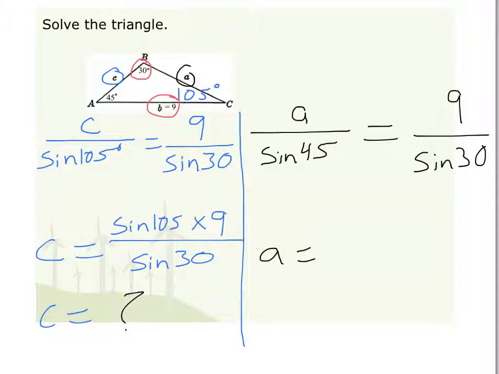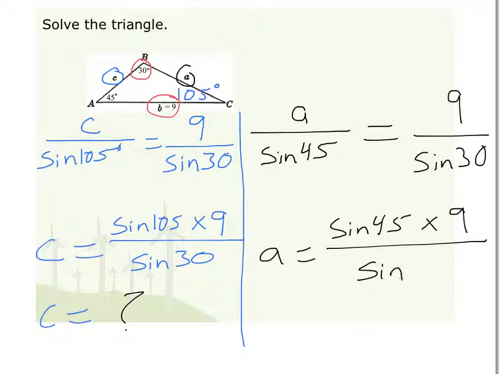Okay, and then say that A would be the sine of 45 times 9 divided by the sine of 30. Okay, and again, I'll leave that one up to you to get a number answer to go with that.